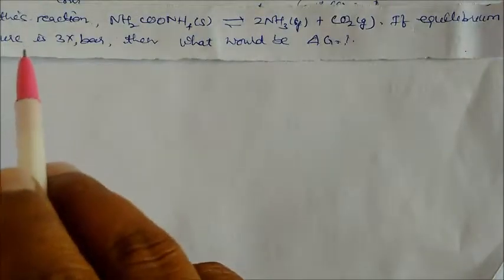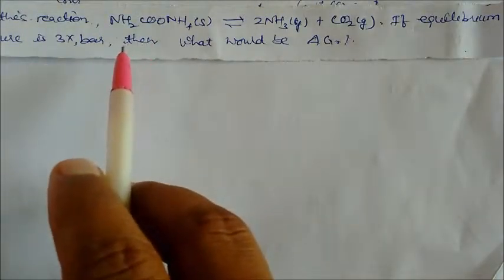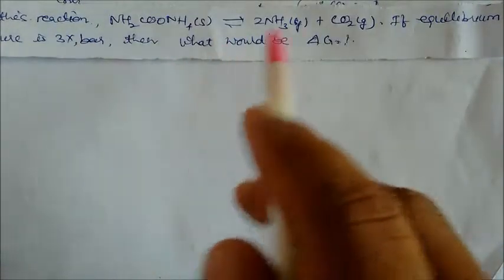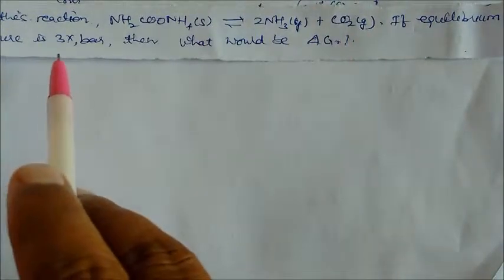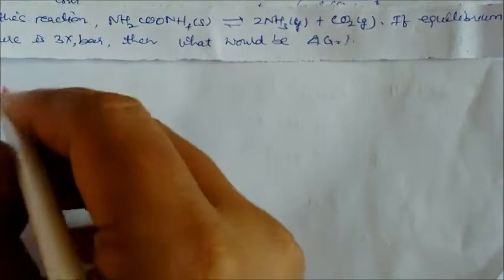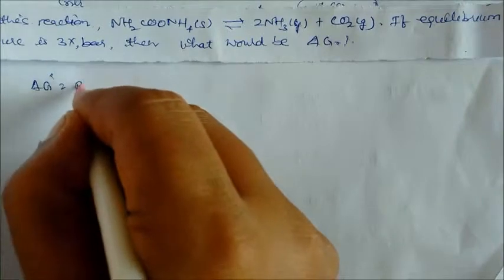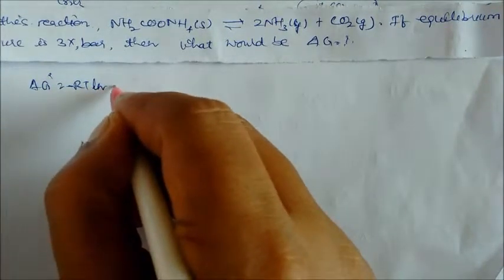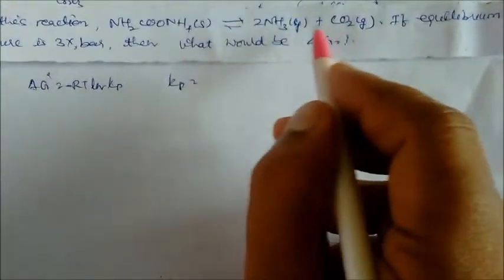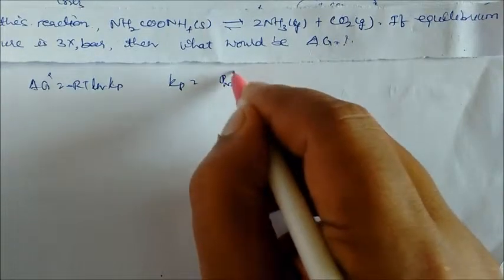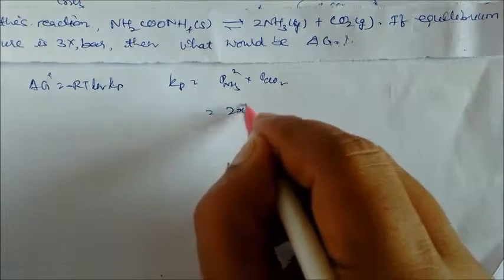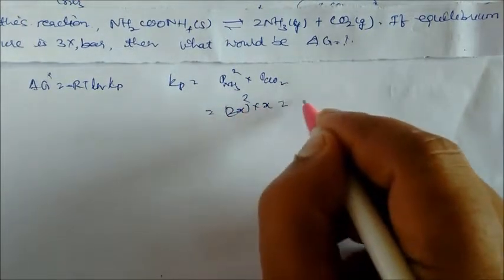For this reaction, urea NH2CONH4 is converted into NH3 and carbon dioxide on heating. If the equilibrium pressure is 3x bar, then what would be the heat of the reaction? Again, at equilibrium delta G naught is equal to minus RT natural log Kp. Here Kp is given. There are two gases, so it is the partial pressure of ammonia whole squared into the partial pressure of CO2. We can write this value as 2x whole squared multiplied by x, so this becomes 4x cubed.